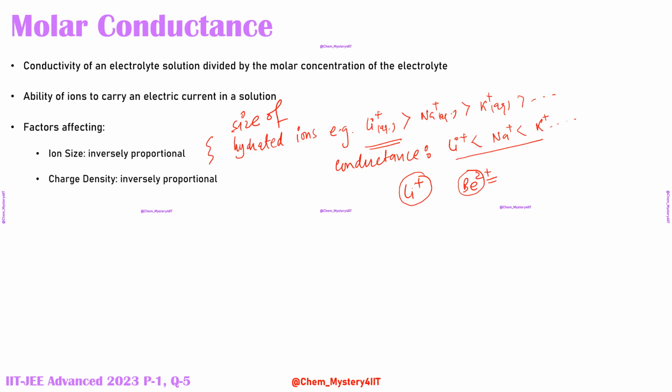Very high charge density on beryllium will not allow it to move very easily in the aqueous medium or any other solvent. So this is going to have very high resistance, and very high resistance translates into very poor conductivity. That conductivity will be translated into the molar conductance as well.